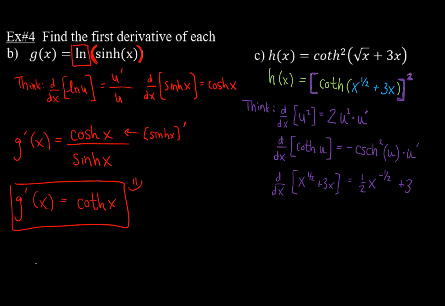All right, so let me just color code this so we can see which ones we're doing. The first one is just that purple power rule. The second one is the green hyperbolic cotangent. And then the third is the blue derivative of the inside. Now I've kind of laid out the game plan.